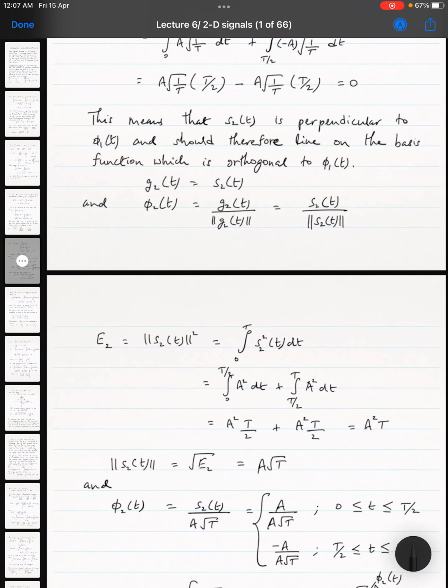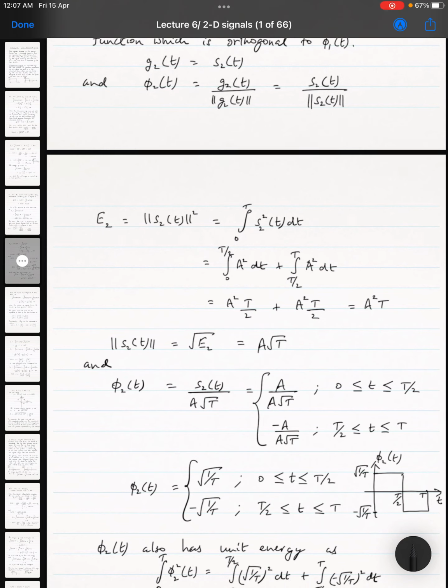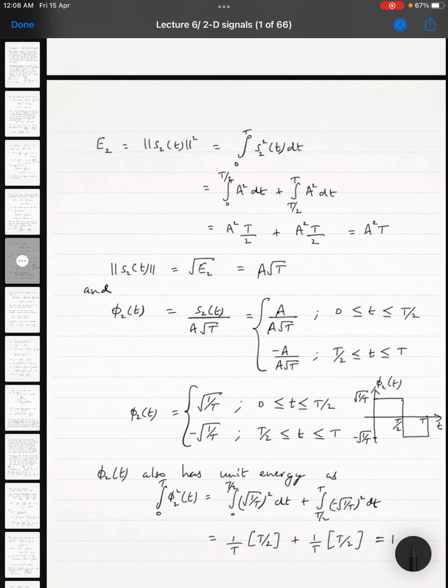Okay, so we have the general form of phi 2 of t as the signal s2 of t divided by its norm, and to compute the norm we first compute the energy of s2 of t and then take the square root. So we get the norm of s2 of t, and from that we now compute the second basis function phi 2 of t, which we get as follows. Because s2 of t is defined as having a value of a from 0 to t by 2, and then as minus a from t by 2 to t, we have two different values in this range. So we have this phi 2 of t defined as such.